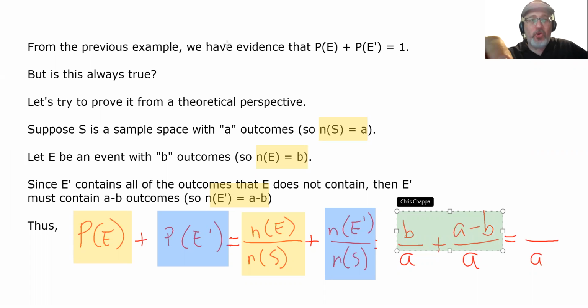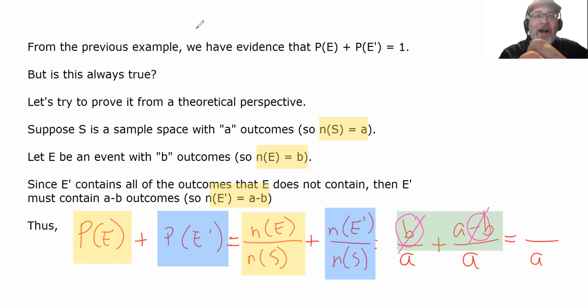And number two, you probably know that when you add a number and its opposite, namely B and negative B, they cancel. So the only thing that survives when we add across the top is A, but A over A is equal to 1. Thus proving the claim that the sum of the probability of an event and its complement will always equal 1.